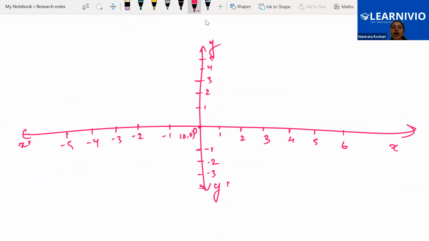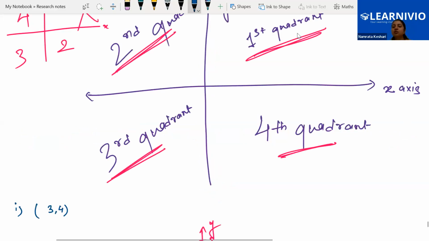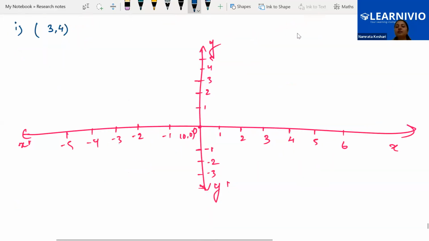Now, if we have a point, we already know how to locate it. If we have a point (3, 4), where will this point lie? Will it lie in the first quadrant, second quadrant, third quadrant, or fourth quadrant? See the names and let me know. This point will lie in which quadrant? First.